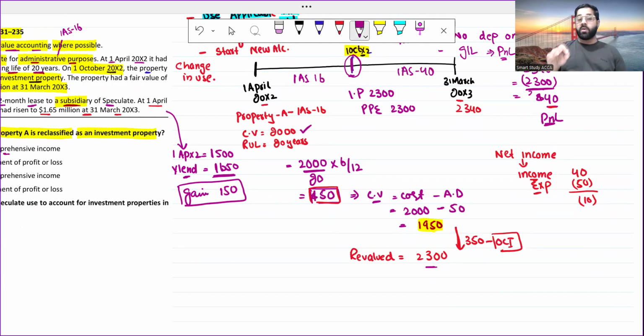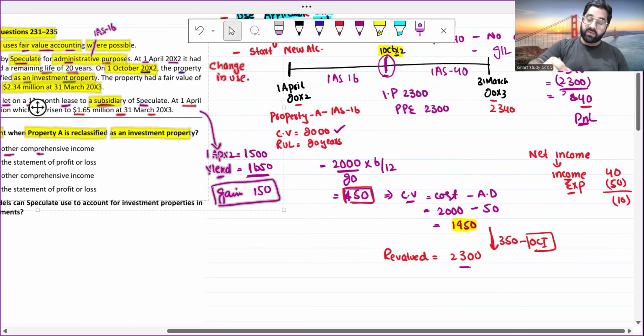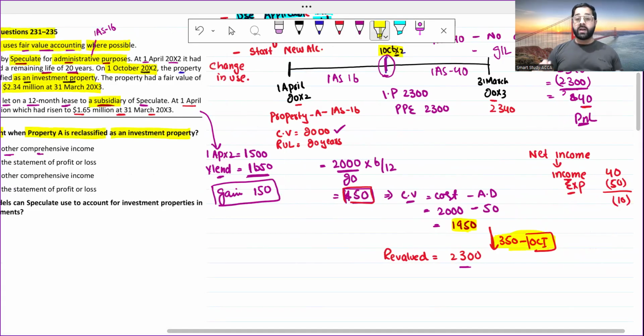In IAS 16, the model is the revaluation model. If there is any upward revaluation or gain on revaluation, it will always be shown in other comprehensive income, not in the profit or loss. So the total gain is $350, as I already calculated over here, $350, and it will be shown in other comprehensive income.